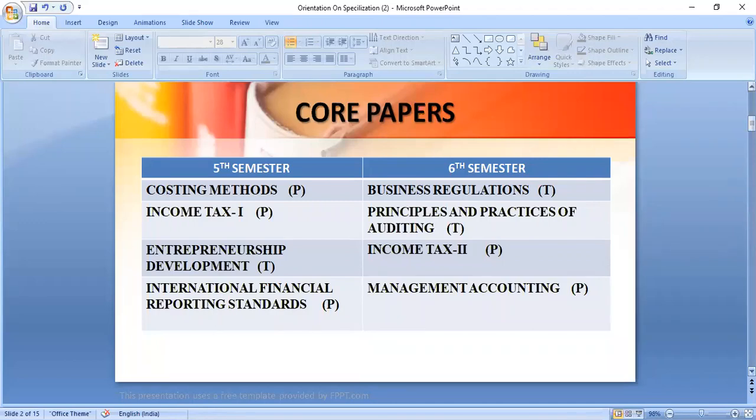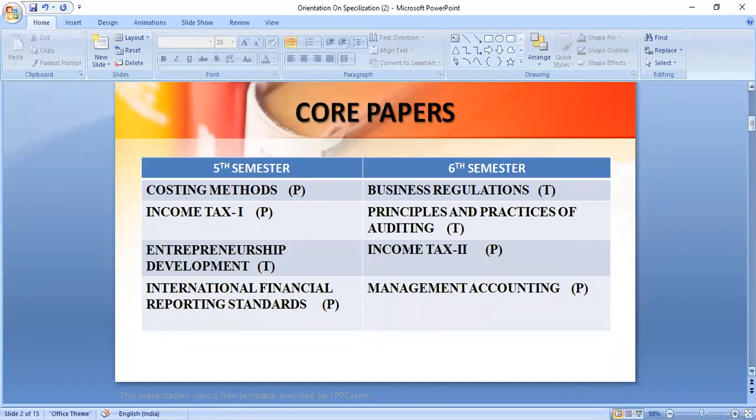The last one here is management accounting. It's again a practical subject, a combination of theory and practical actually. Management accounting is another branch of accounts, like you learn financial accounting, cost accounting. Management accounting is another branch of accounts altogether. It's a very interesting subject. Again, this touches your fundamentals of accounts.